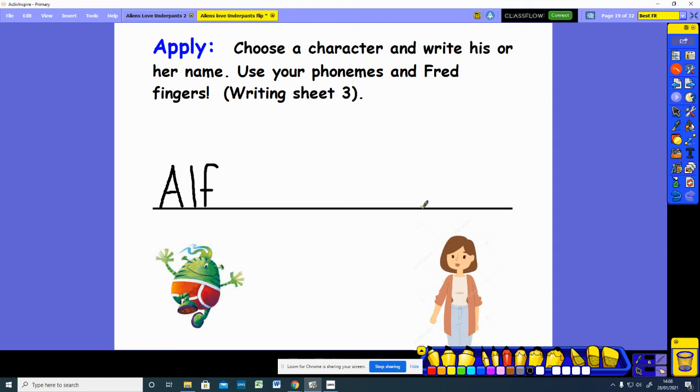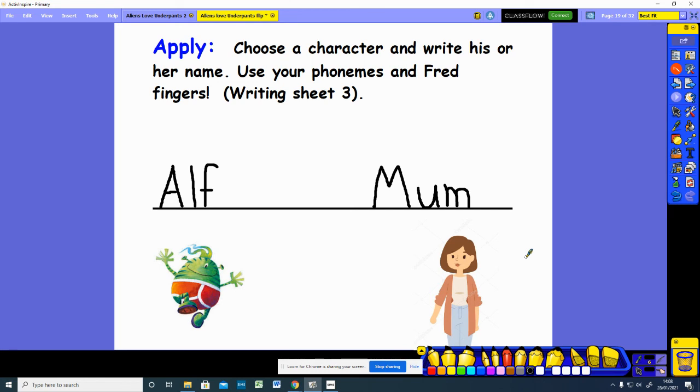Great. Okay, the other character I've chosen is Mum. So I'm going to write Mum. 3 Fred fingers because there's 3 phonemes in Mum. Again, because I'm saying Mum is her name, I'm going to give her a capital M for Mum. Okay, so I have written the names of 2 characters from the story.